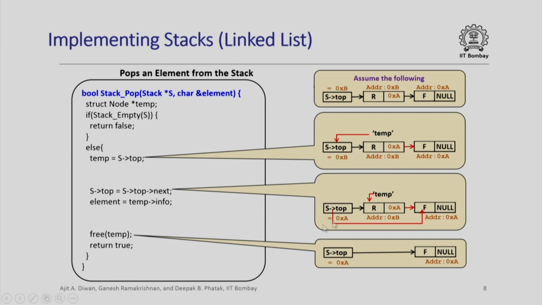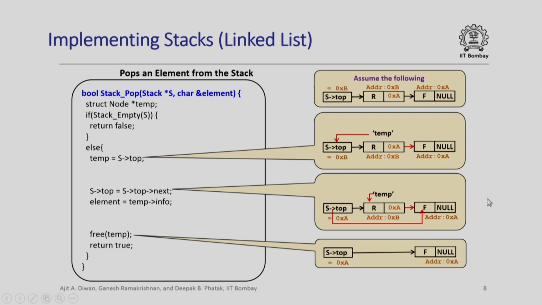Notice what is happening here. Temp is now pointing to this, temp info is R. R is being given out as the value of the element, but that is good but not good enough. I now must point S top to the remaining element here, or the next element in the stack. So I first free temp, that means I get rid of this completely, and S top is made to point to S top next, which is pointing to this. I will free temp and return true.